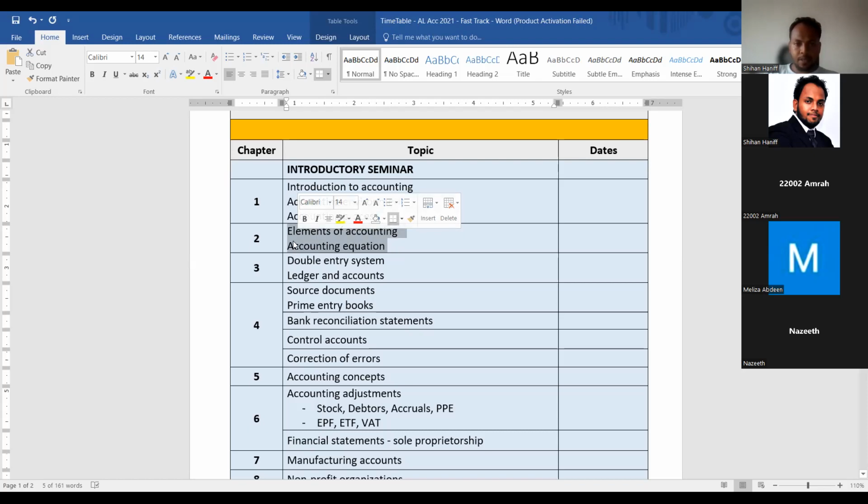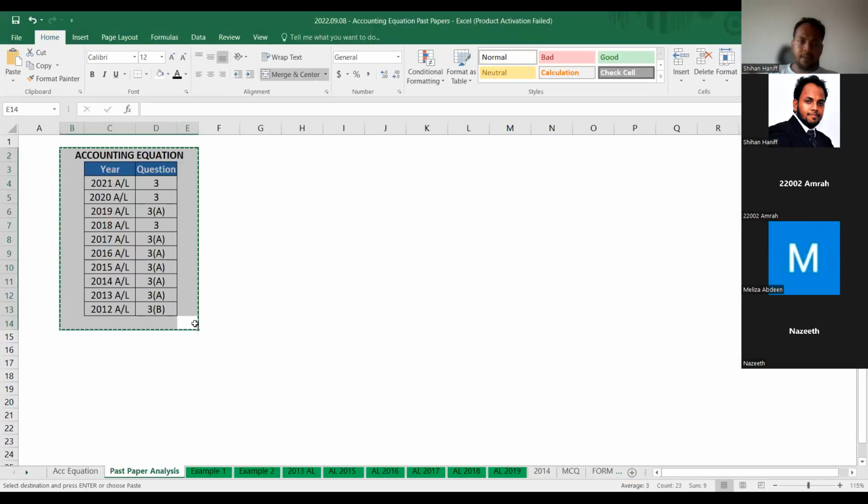Then today's session is accounting equation. That is chapter 2, accounting equation. So this is a very important chapter. As you all know, every year there is a compulsory question from accounting equation.